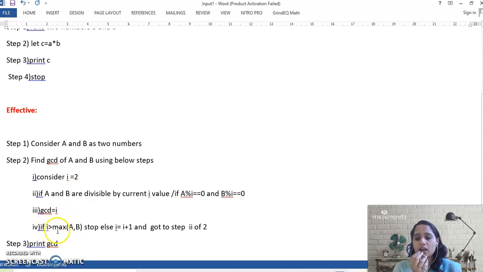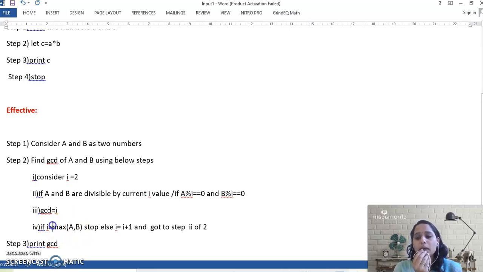If the I value, for example currently my I value is 2, is greater than max of A and B, remember here I have to find the maximum of two numbers, so my I value will not cross this boundary. For example, if my A value is 2 and my B value is 4, what is the limit for I? From 2 to 4. If my A value is 4 and my B value is 12, what is the limit for I? 2 to the maximum, which is 12, so 2 to 12. So here I's range is from 2 to max of A comma B.